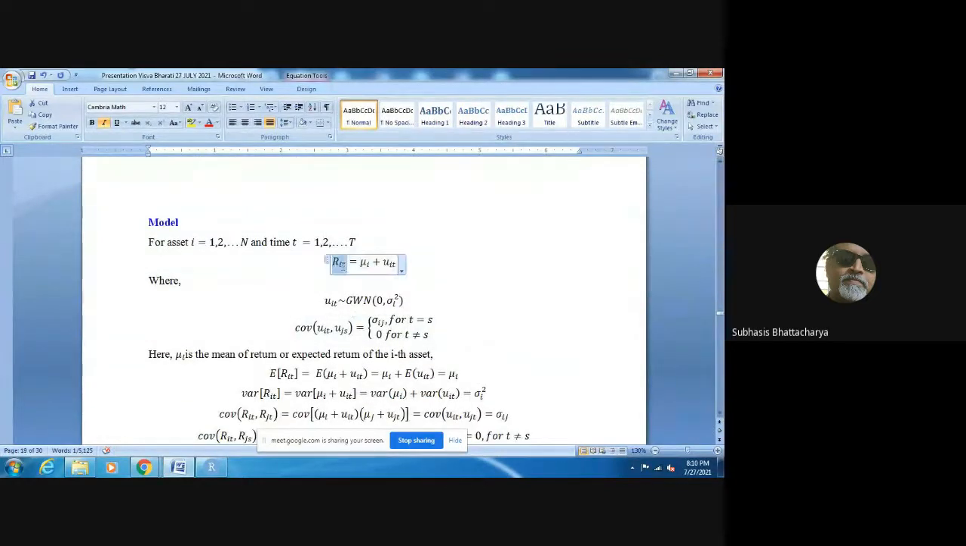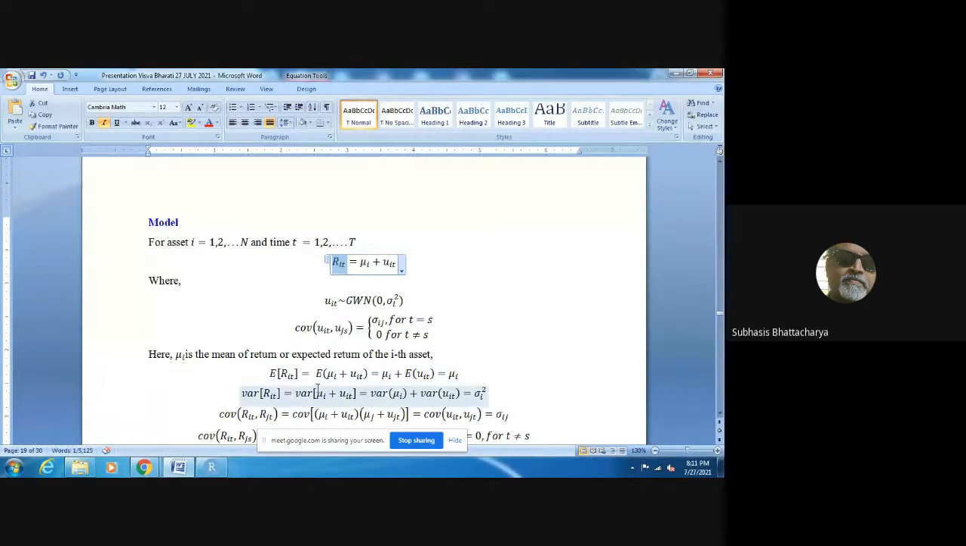Like before, we consider the model like this: R_it is equal to mu_i. There is some constant mean value, that is, the returns are moving around their mean, mu_i, plus some white noise moving around the mu_i value. The normality for such Gaussian error follows a Gaussian distribution with mean 0 and variance sigma_i squared. Then the covariance between them follows the assumptions of the covariance of the white noise.